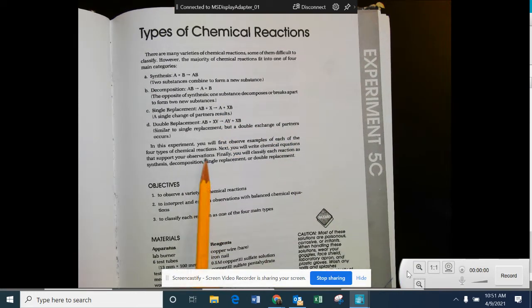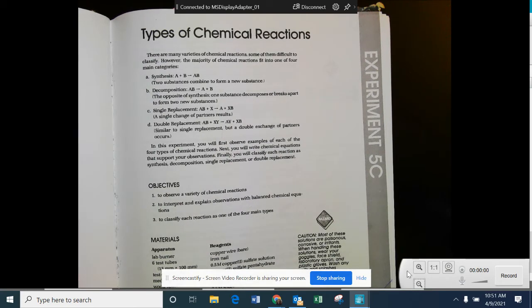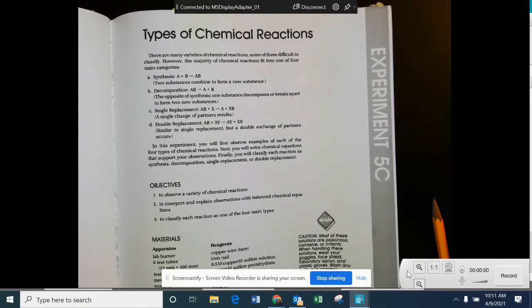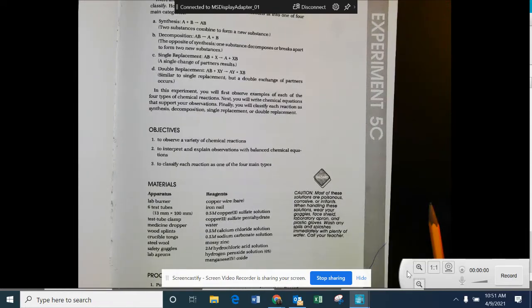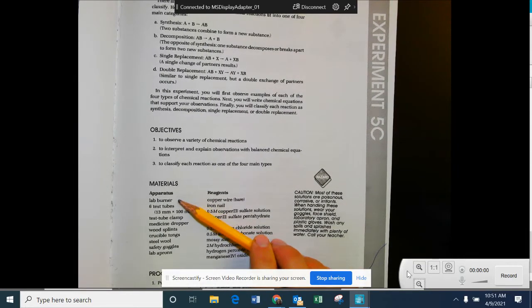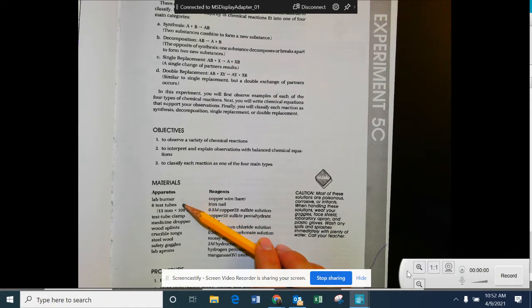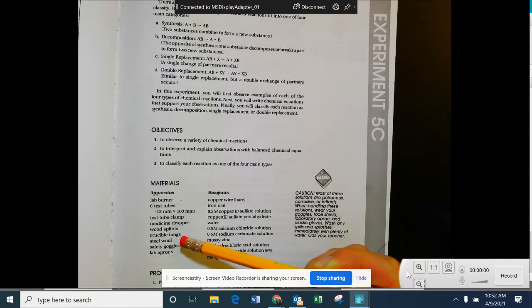So yeah, you're going to observe examples of each of the 4 types of reactions, write out the chemical equations, and classify them. And you'll be actually predicting the products and everything as well. So on Monday, what you're going to have is a Bunsen burner, a lab burner. We are going to turn the gas on and actually use some fire. You're going to have some test tubes and test tube clamps, kind of like the setup that I had when I just did that lead nitrate thing.